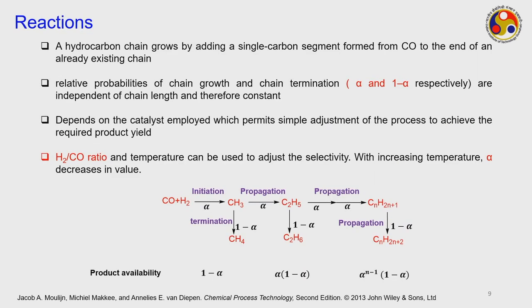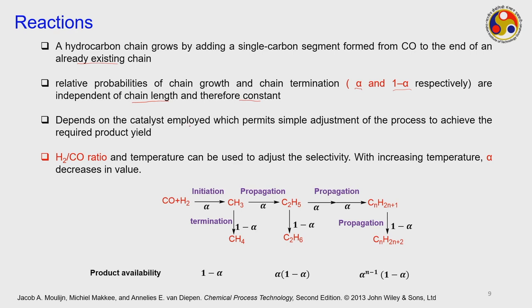The hydrocarbon chain grows by adding a single carbon segment formed from carbon monoxide to the end of an already existing chain. The relative probabilities of chain growth and chain termination are alpha and 1 minus alpha. So, if I want to put some nomenclature, chain growth means alpha and chain termination is 1 minus alpha. Obviously, they are the converse of each other. They are independent of chain length, you should keep this in mind, and therefore constant. They are only dependent on the catalyst type.